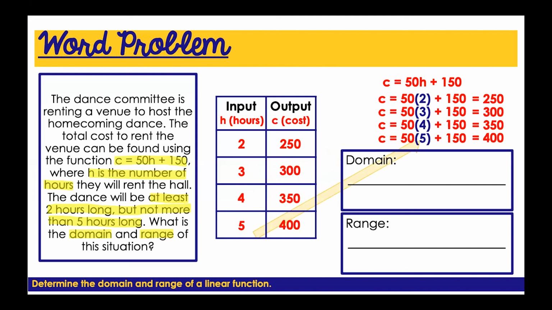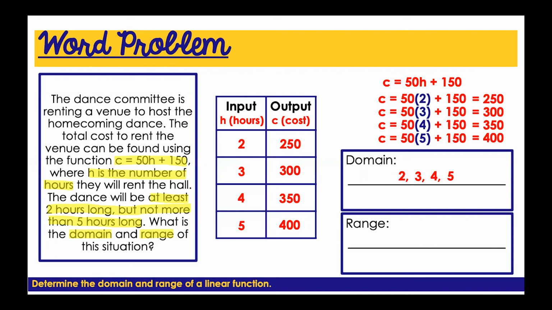The cost is not going to exceed 400 because the number of hours cannot exceed 5. So those are my inputs and those are my outputs. Domain is your input. So my domain for this problem is going to be 2, 3, 4, and 5. The only amount of hours that we can rent this venue is 2 hours, 3 hours, 4 hours, or 5 hours. Assume that they don't allow you to go half. You can't rent it for 2.5 hours. It has to be 2 full hours or 3 full hours. So kind of like, okay, if you go for 2 hours and 15 minutes, well, guess what? They're going to charge you the full 3 hours. So that's why the domain is exactly 2, 3, 4, or 5.